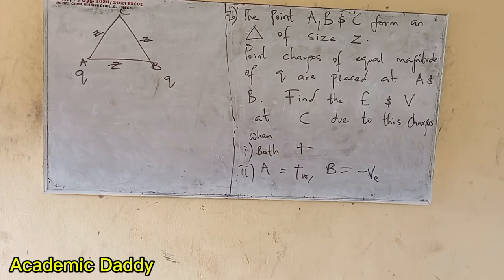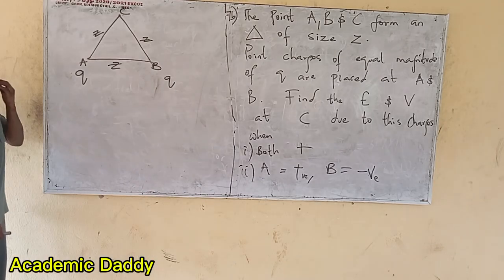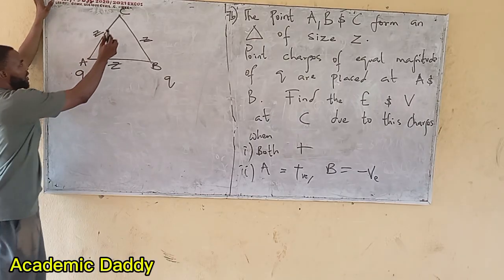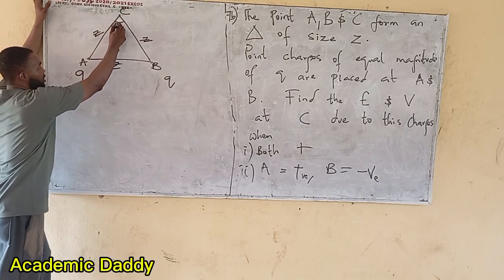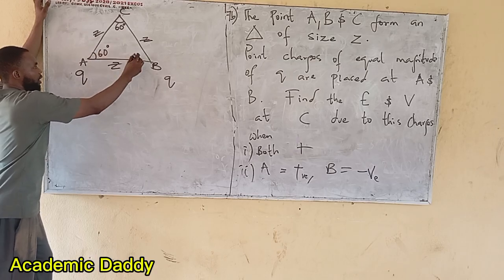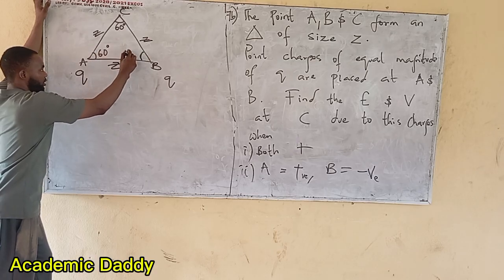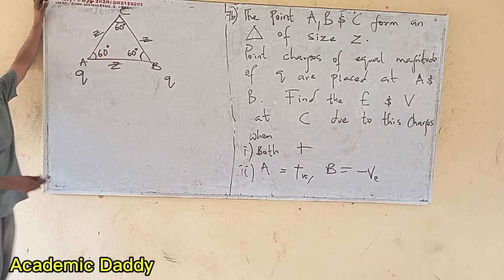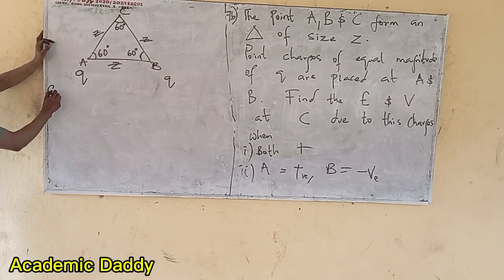Now they say we should find electric field strength and we should find potential. Very important. Now see something. If that be the case, what angle is here? Is it 60 degrees? Okay. So we say case 1.